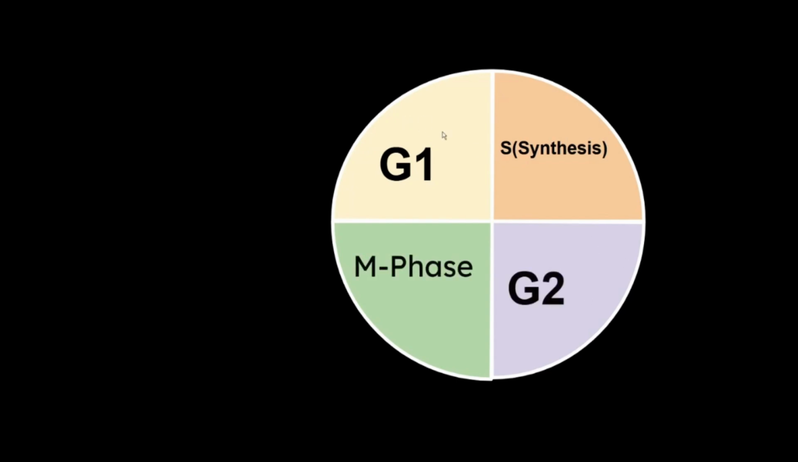The cell cycle is usually pictured in a circular diagram split into 4 equal parts. For the first phase, you have G1, then S phase or synthesis phase, G2, and then the M phase. G1, synthesis, and G2 phase altogether are known as the interphase.